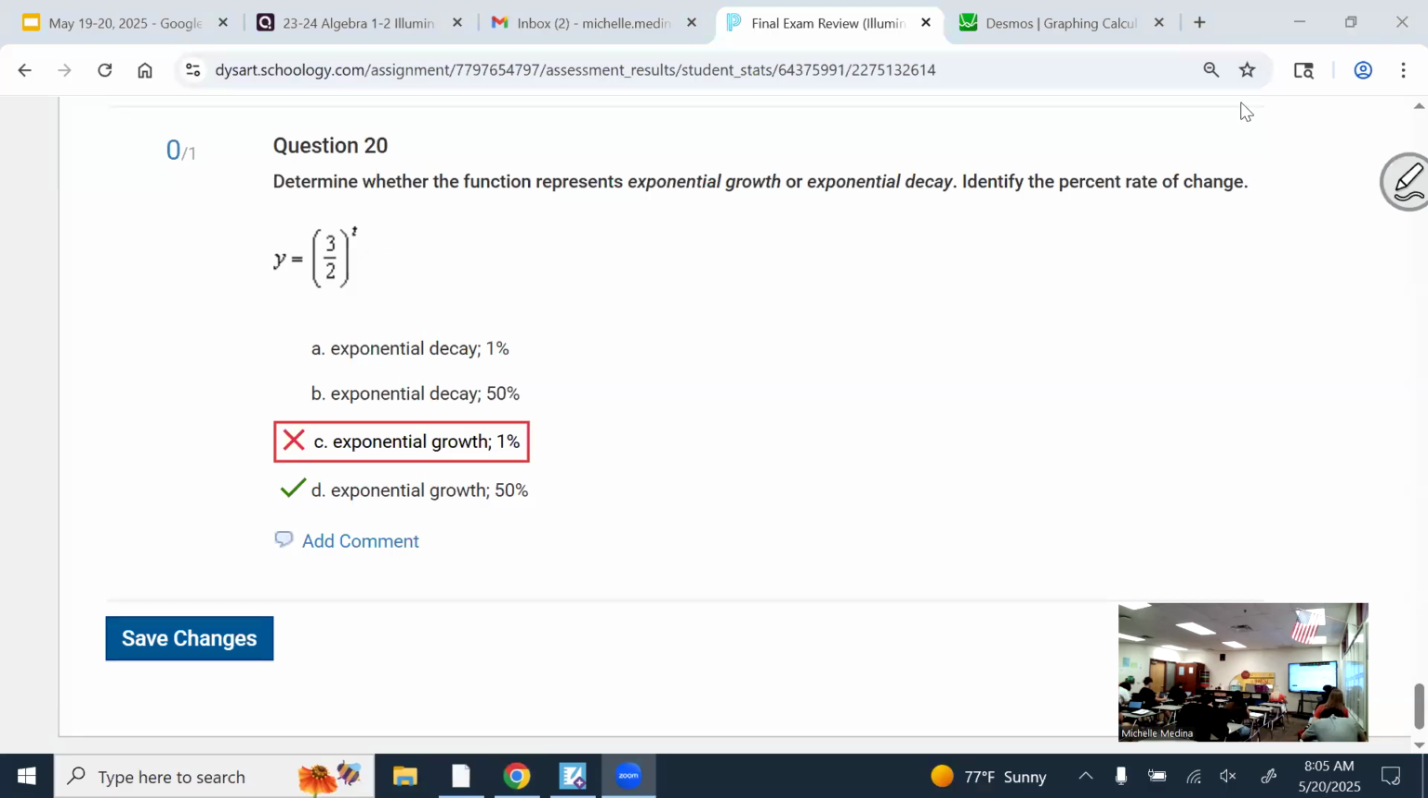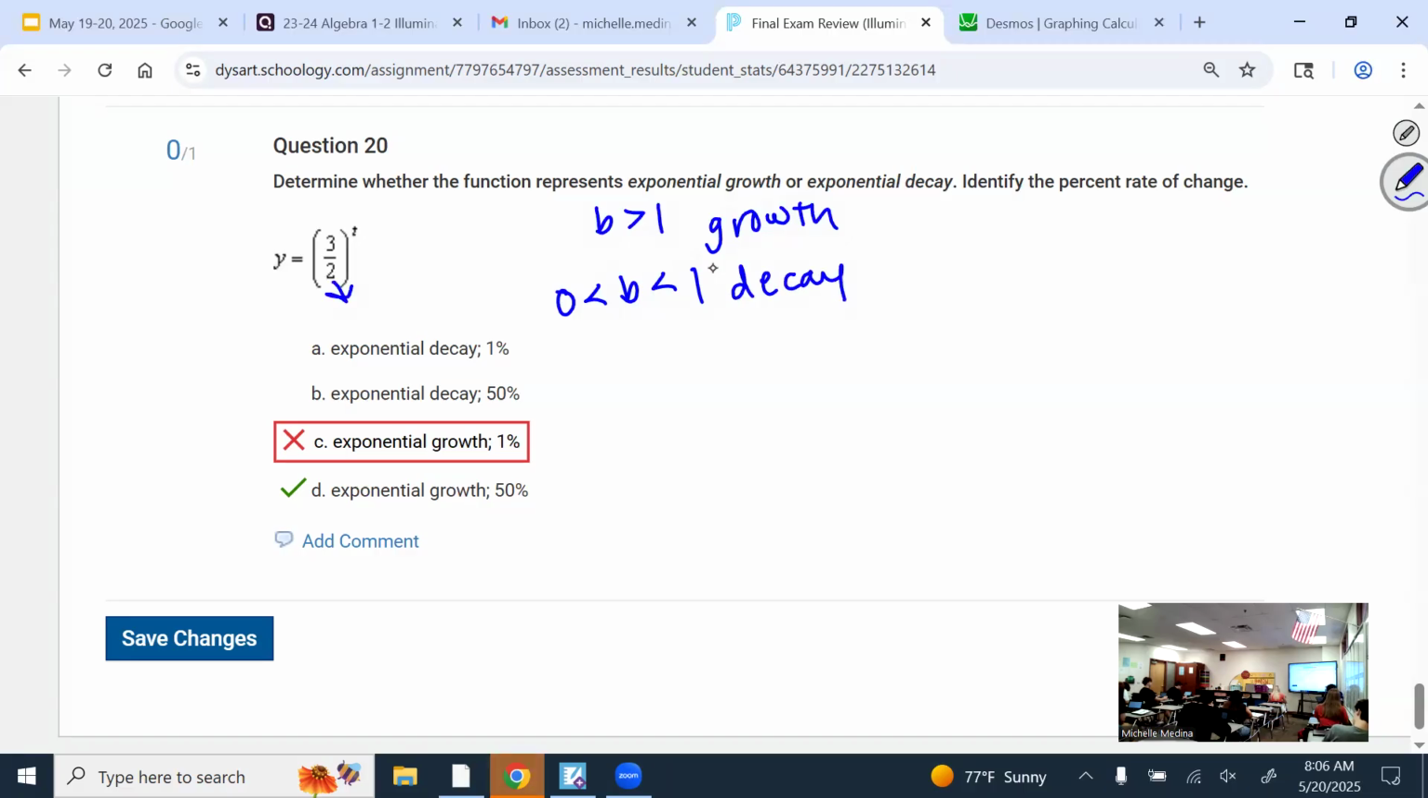So there's a couple easy ways that you could identify whether it's growth or decay. And then it also says identify the percent rate of change. I'm going to tell you two ways. So one is that if the B value is greater than 1, then it's growth. The B value should always be greater than 0, but basically if it's smaller than 1, or between 0 and 1, then it's decay.